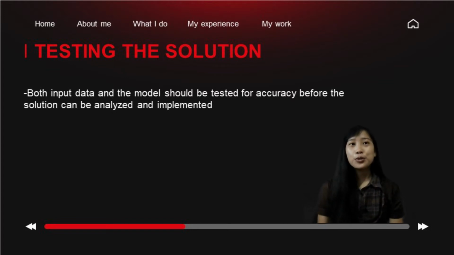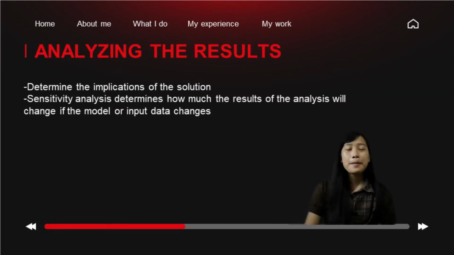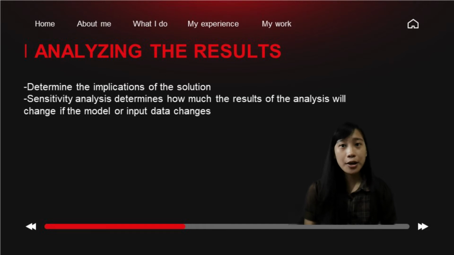Both input data and the model should be tested for accuracy before the solution can be analyzed and implemented. Collect additional data from a different source to validate the accuracy of both the model and the model input data. Results should be logical, consistent, and represent the real situation. The next step is analyzing the results.